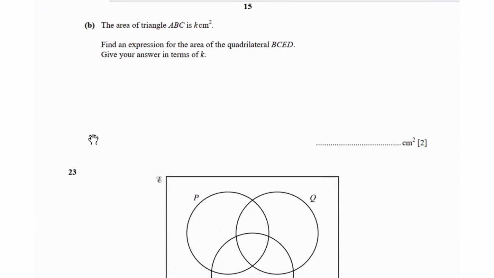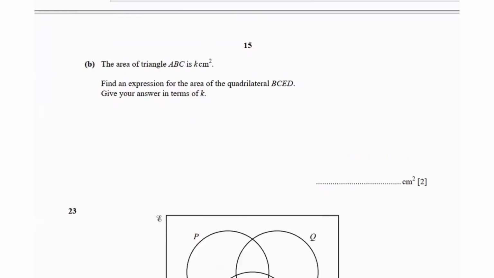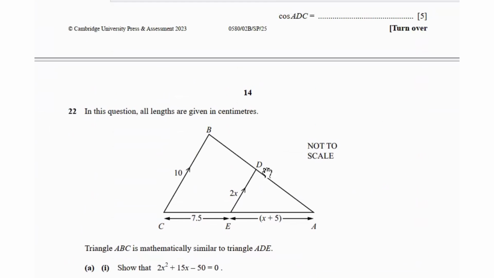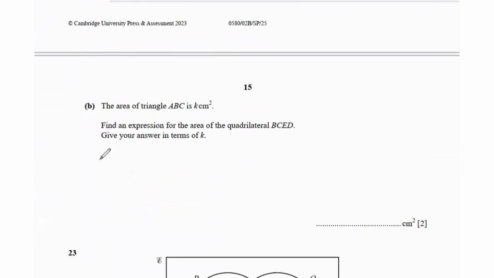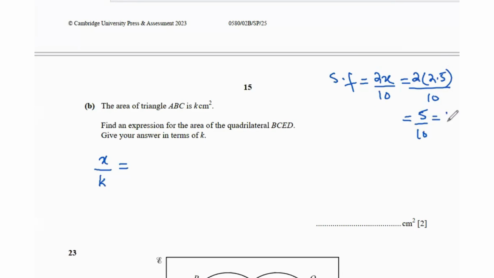Then it says the area of the triangle ABC is k centimeter square. Find an expression for the area of the quadrilateral BCED. When talking about similar shapes, the ratio of the areas is equal to the square of the scale factor. ABC is the bigger triangle, and the smaller one is ADE. So the ratio of the areas would be x over k, and that's going to equal the square of the scale factor. The scale factor was 2x over 10. x was 2.5 because we can't use -10. So that's 5 over 10, and that's 1 over 2.